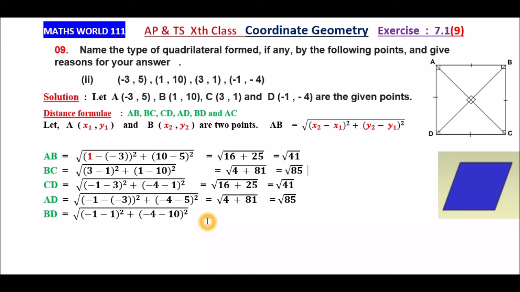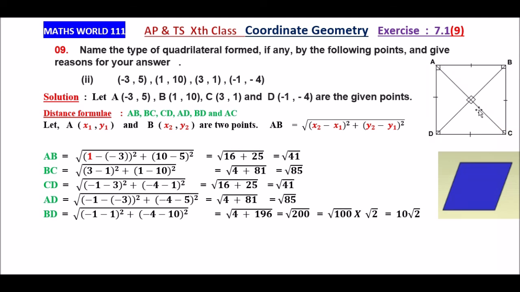So that is equal to root of 4 plus 196. So 196 plus 4 is 200. Okay. Root 200 I can write as root 100 into root 2. So root 100 is 10, so that is equal to 10 root 2. We got BD also. BD is 10 root 2. So finally, BD is completed. Now we find AC, the other diagonal.